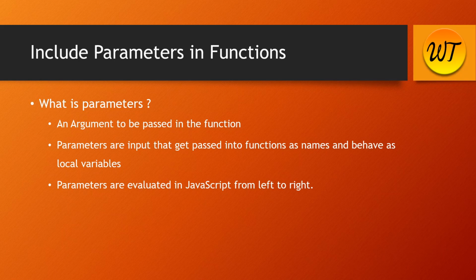For example, let's say we have a function called addNumber where we are giving x comma y as parameters, and we return x plus y. When we are calling this function addNumber, we have to give 5, 6. So in return we will get 11. That is the output of the function.